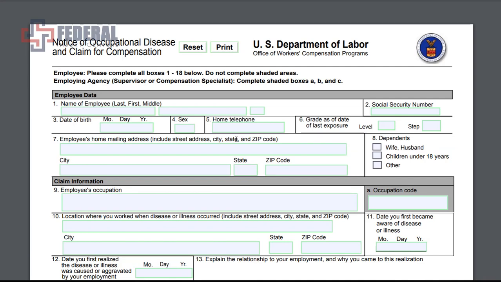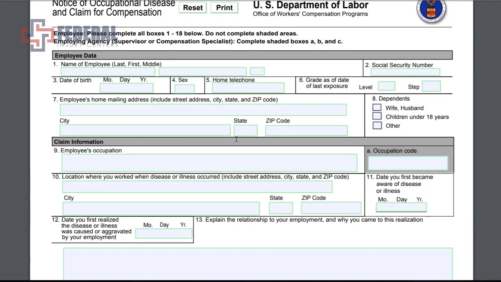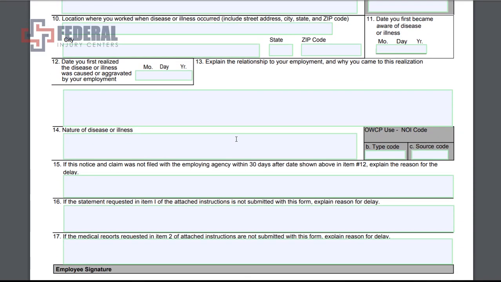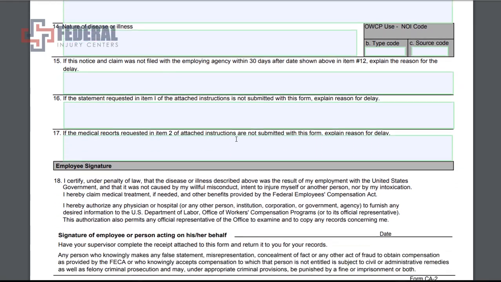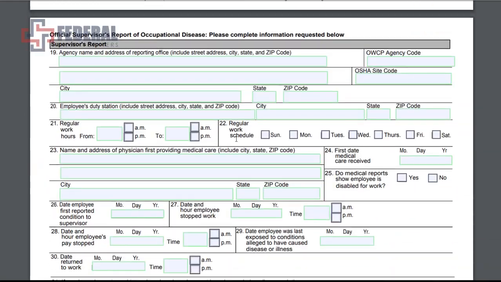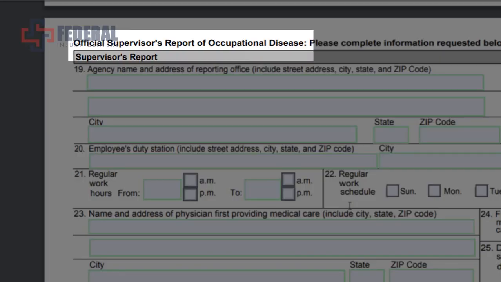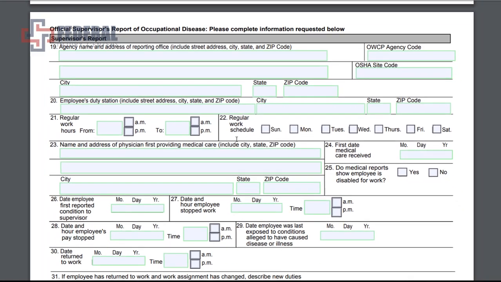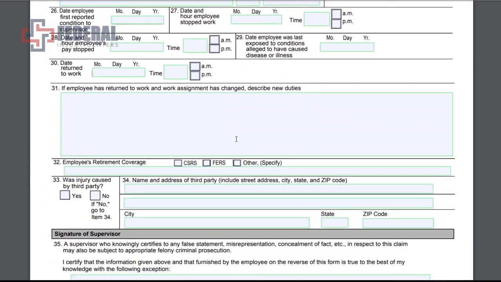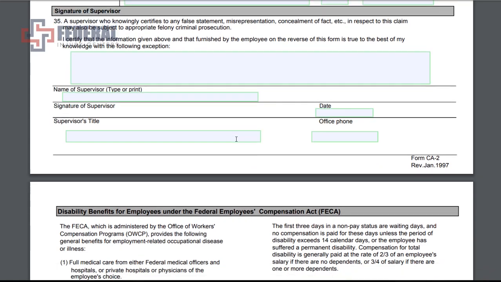Before we start, I want to let you know that there are several pages to this form. Page 1 we're looking at here. Everything on this page you're required to fill out. Page 2, as you can see right here, is for your supervisor to fill out. Everything on page 2, your supervisor fills out.